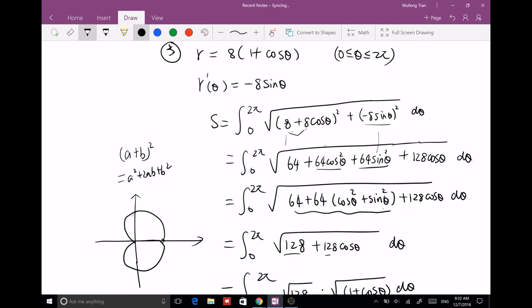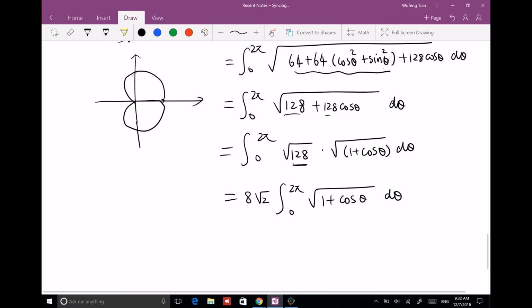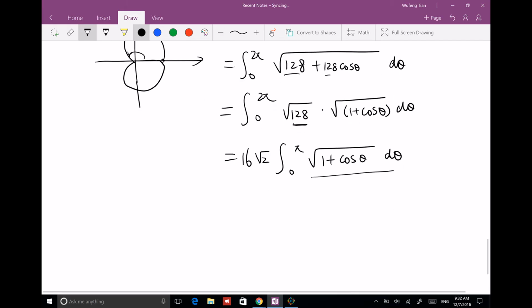Since they're symmetric, I just do 0 to pi and multiply by 2. So this one, I can just do it as 0 to pi and multiply it by 2. From 0 to pi, multiplying by 2, I got 16 square root of 2, integral from 0 to pi of the square root of 1 plus cosine theta d theta. Okay? So up to here, I think there's a little bit of challenge.